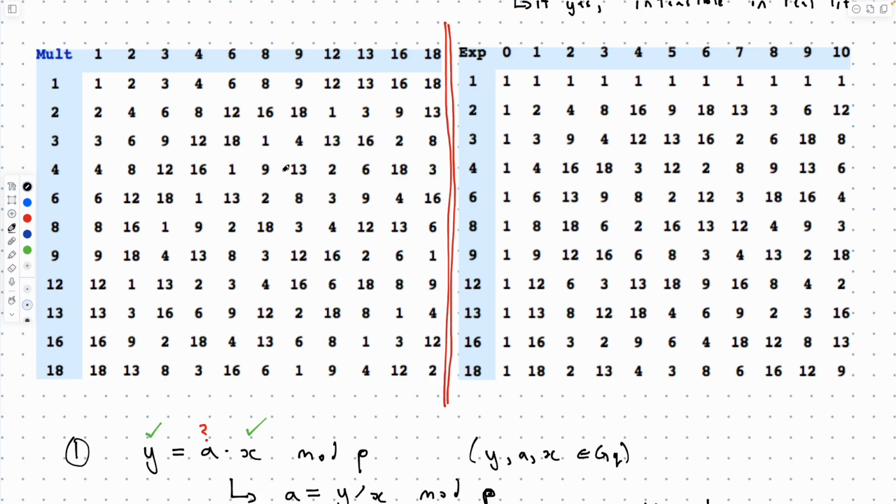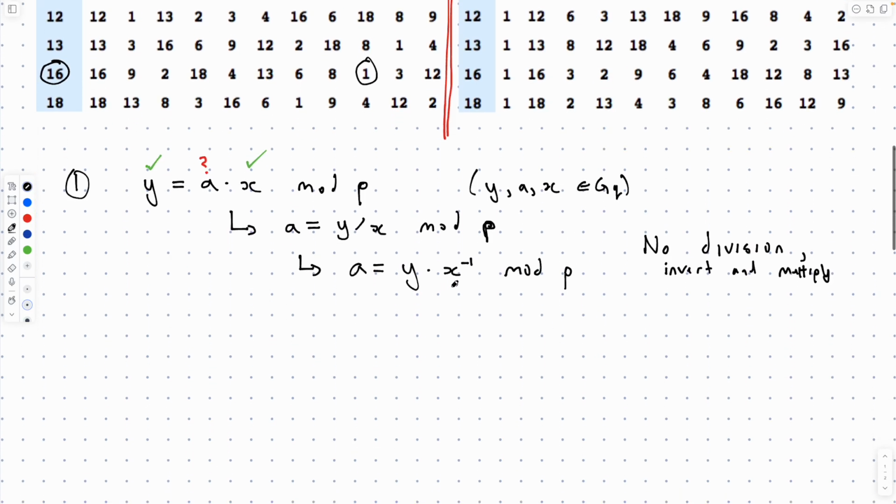People say 13. Why? The inverse of 16 is going to be 13, right? Because 16 times 13 is 1. So they're inverses of each other. So what I could do is instead of writing 16 to the -1, I could just write 13. Then y times 13 is mod p, and I'm done.